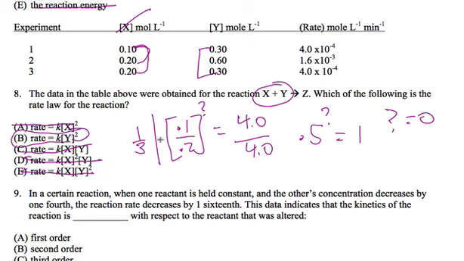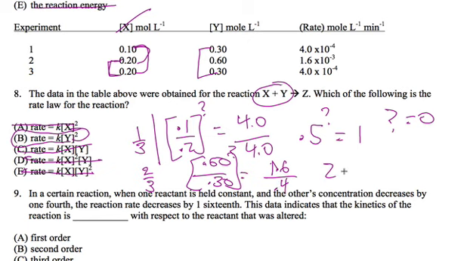But let's double check to make sure it is that with respect to y. Here's where x is held constant. So y goes from 0.60 to 0.30, and so we're doing experiments 2 and 3. The question mark power, and this is 1.6 over 0.4. So we're going to get 2 to the question mark equals 4. Yep, the question mark equals 2. So the answer is B.